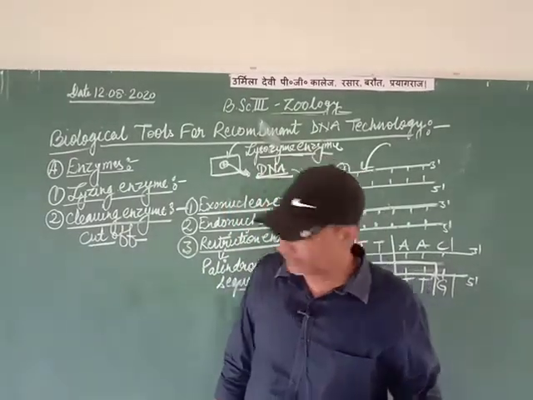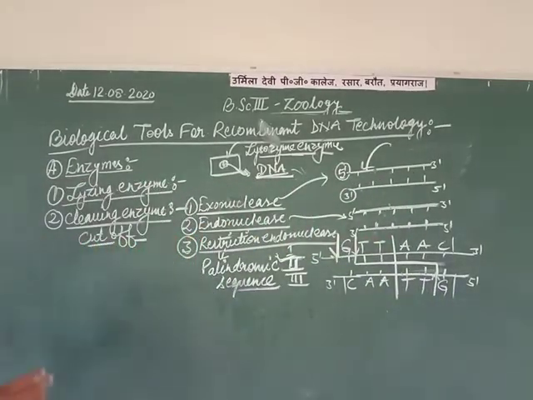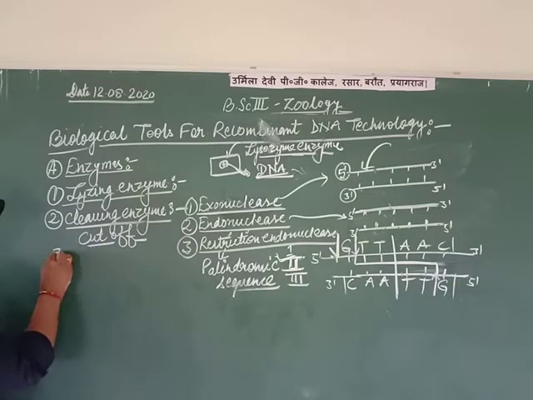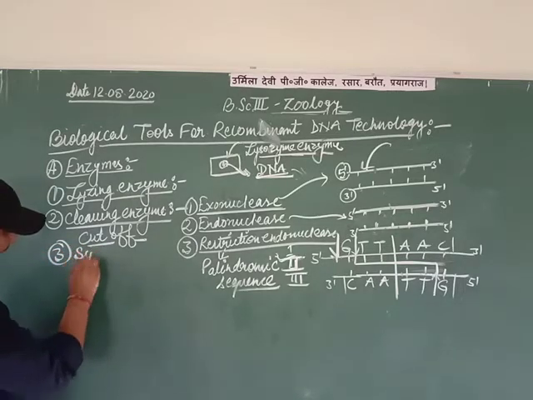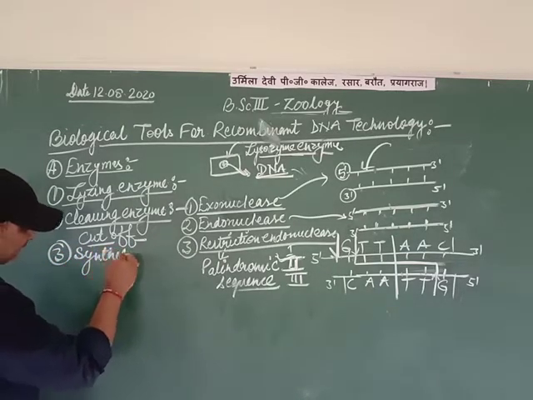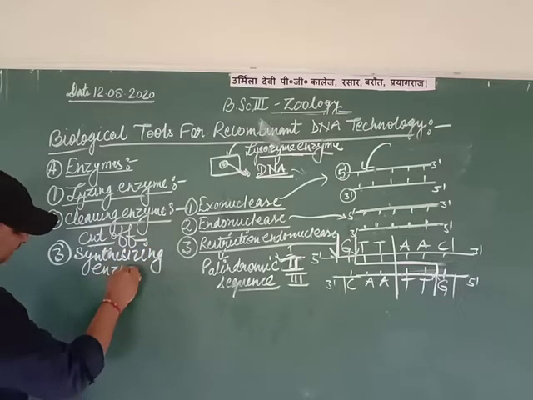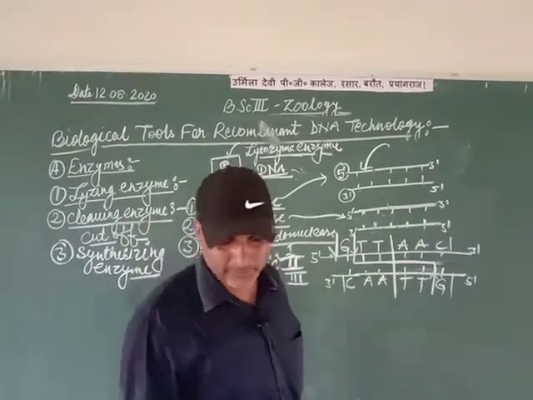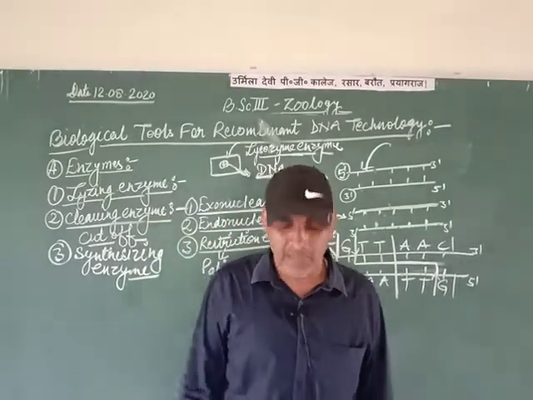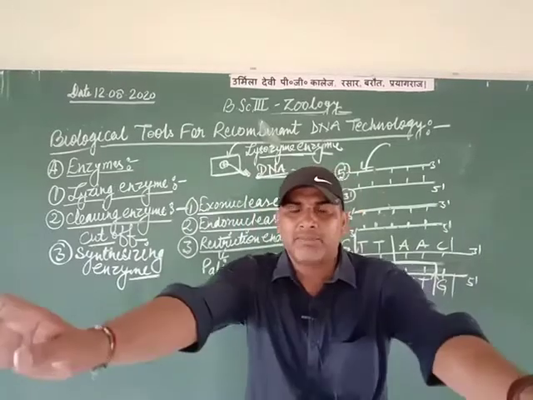So now we will go to the next point. The third kind: lysing enzyme, cleaving enzyme, and third is the synthesizing enzyme. What is the meaning of the synthesizing enzyme? When a DNA or RNA segment is synthesized, that enzyme is called the synthesizing enzyme.